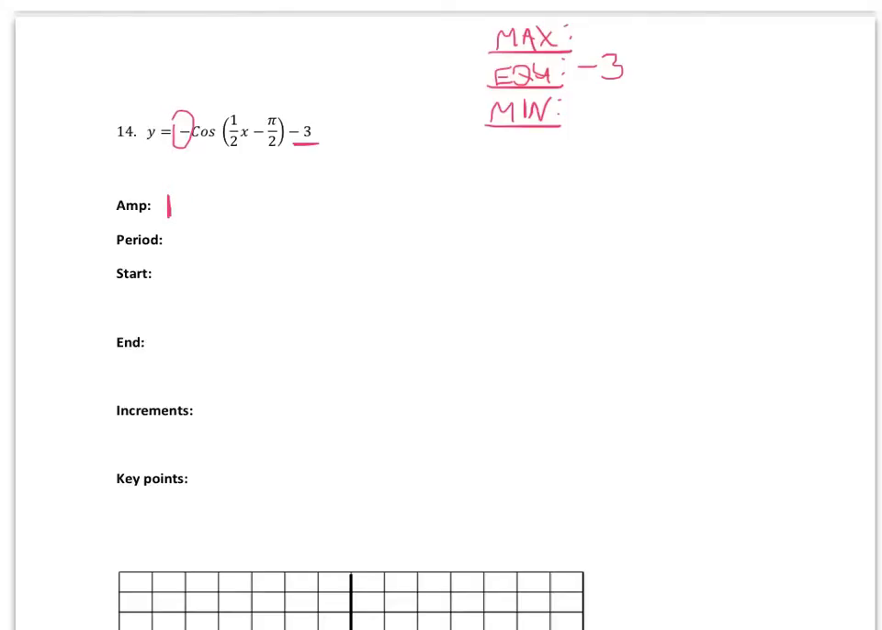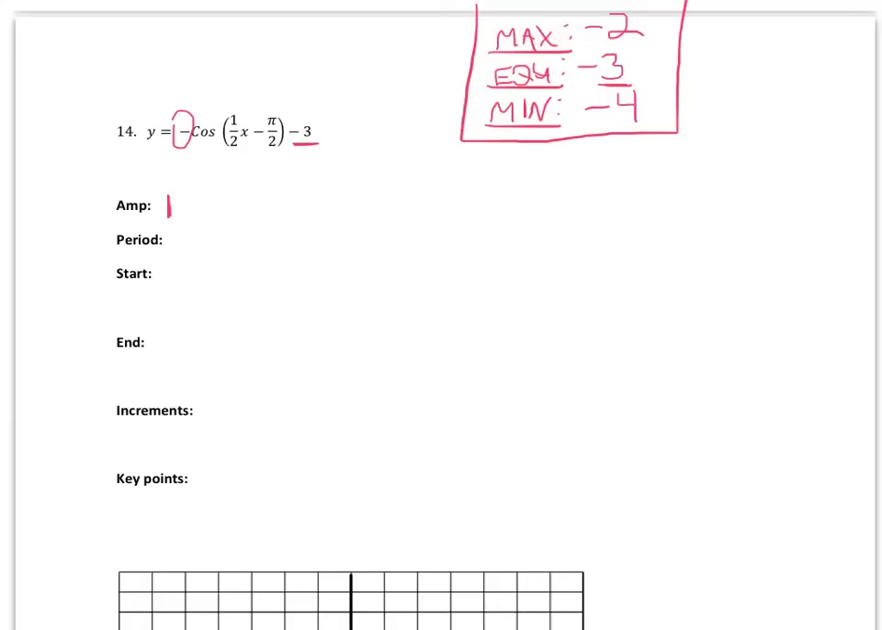It's 1. So to get the max, I add the amplitude to the equilibrium. So when I add 1 to -3, I get -2. To get the minimum, I take away the amplitude from the equilibrium. So -3 minus 1 gives me -4. Right off the bat, I know these are the 3 y values. Remember, it's always the hardest part to get the x values. Let's get the easy part first.